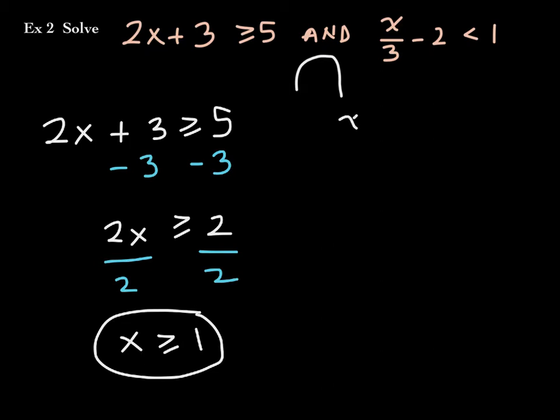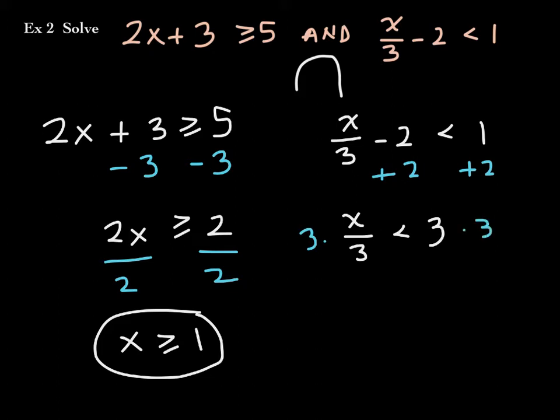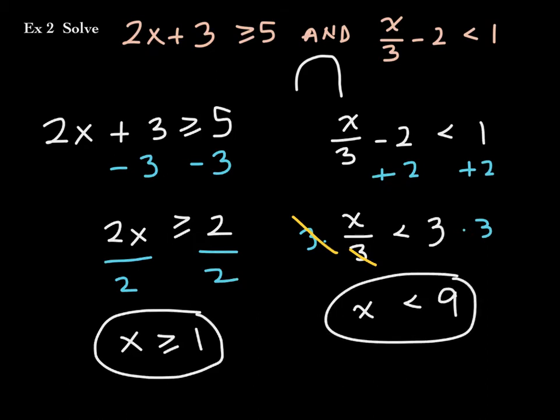x over 3 minus 2 strictly less than 1. First thing I'll do here is add 2 to both sides. That will leave me with x over 3 is strictly less than 3. What I'll do next, in order to isolate the variable, is multiply both sides by 3. Multiplying the left-hand side by 3 isolates your x variable, and you have x is less than 9. All right, there it is, everybody.